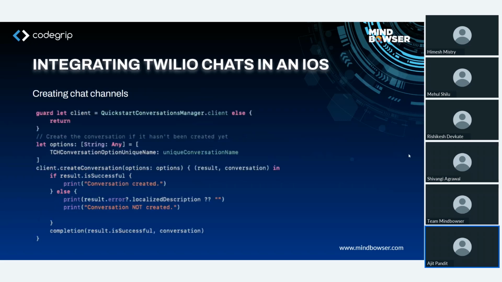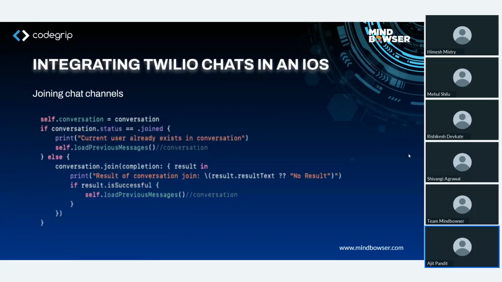Now we will move to creating and joining a conversation channel. To create and join a Twilio Conversation channel, you can use the Twilio Conversation client object in your app. Here is an example of how to create a channel. So here is the example of how to join a channel. In this example, we are creating a public channel with a unique name. You can customize the channel options as needed.